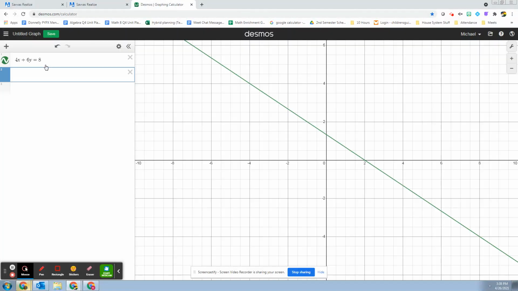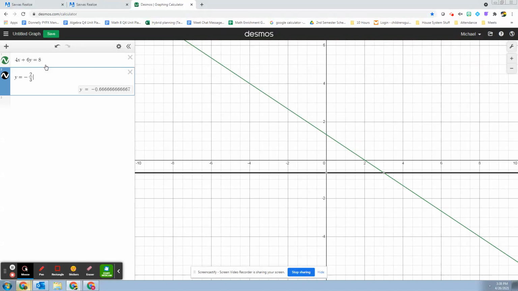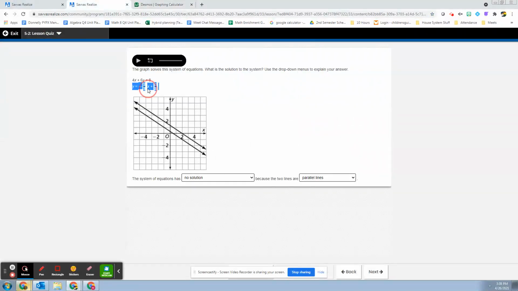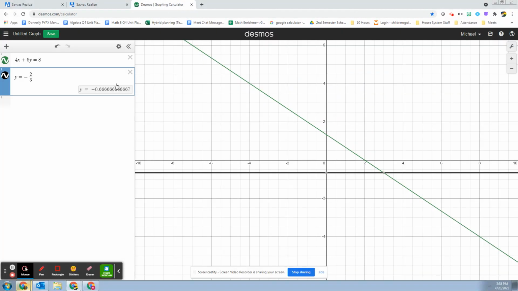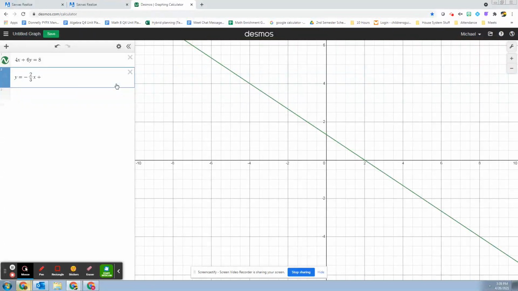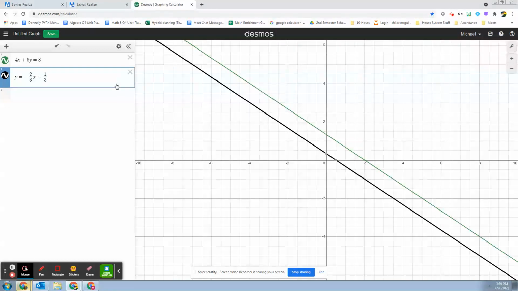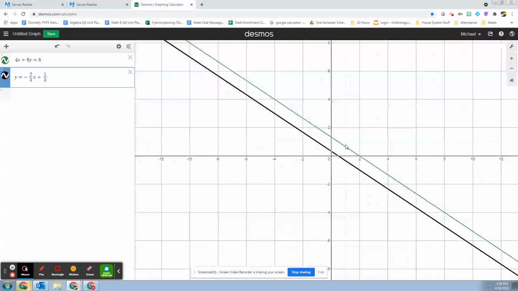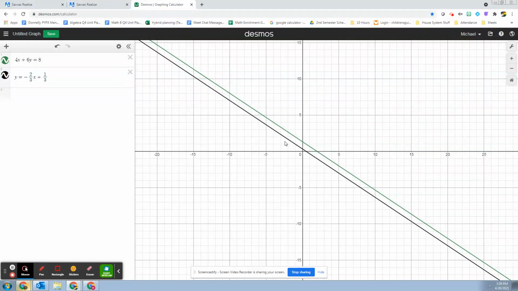Y equals -2/3. Now I have to hit the arrow key over. X plus 1/3. And so you see, look, there's no intersection point on these two lines. You can use your mouse wheel here, scroll out. You can still see there's no intersection. They're parallel here. What you could do with this one is convert it to slope-intercept form.